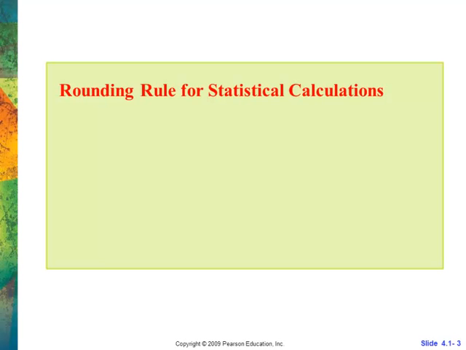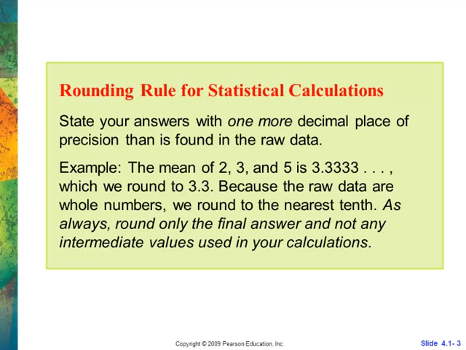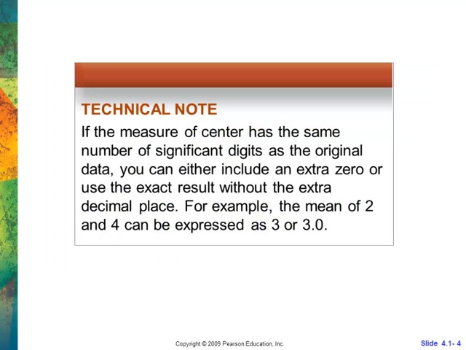The rounding rule that they're going to talk about: go one more decimal place, one more significant digit than you had in your data. So if everything is whole numbers, 2, 3, and 5, you take the mean, you get 3.3333, round to 3.3. If this had been 0.2, 0.3, and 0.5, and you've taken the average, you would have gotten 0.333, you would have gone to 0.33. So always go one decimal place longer. And here they have a note that if it's exactly the same number of decimal places as the data, you can either go one more or leave it alone.